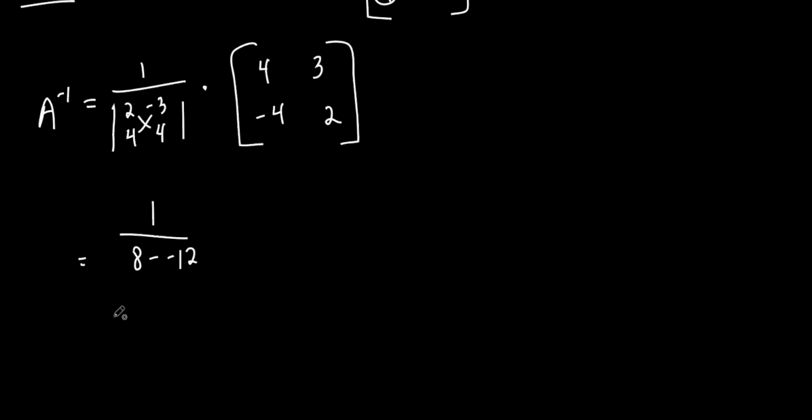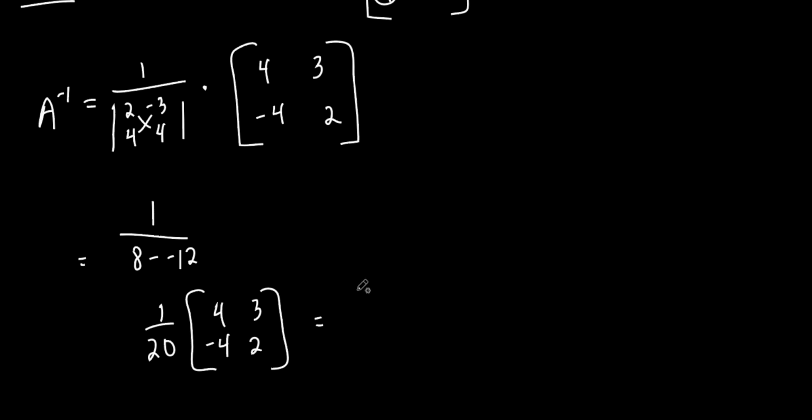And let's just figure that out before I multiply it by this. So what is 8 minus negative 12? 1 over 20, right? So that's 1 over 20, and what I need to do is take that 1 over 20 and multiply it by this matrix. That's just a scalar quantity, right? Remember we talked about that word scalar. It's just a regular number, and we just multiply everything inside that matrix by that number. So it's pretty easy now.